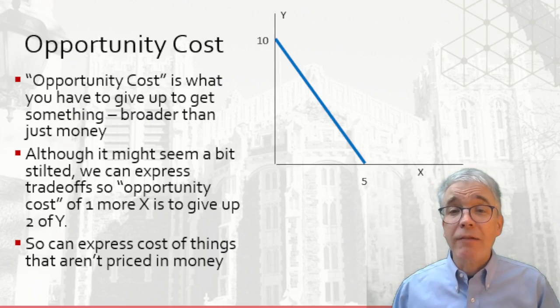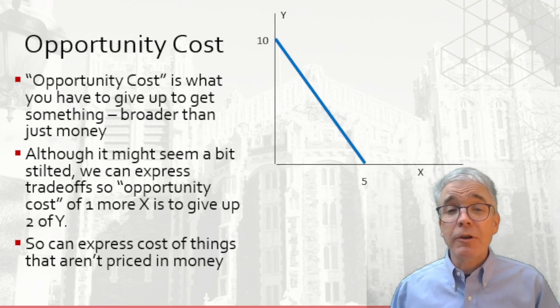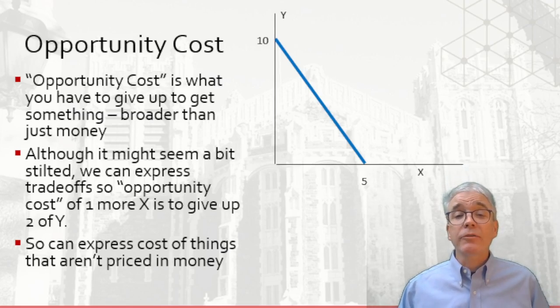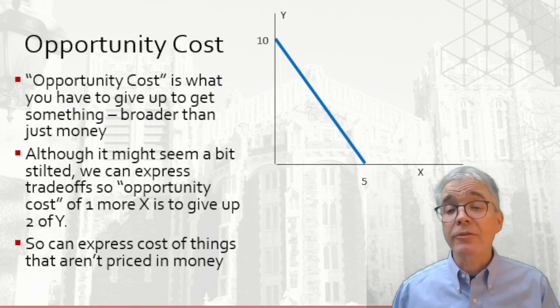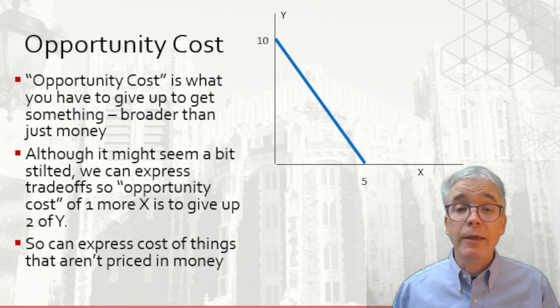Anyway, back to the graph. We can say the opportunity cost of getting more X is giving up some amount of Y. Staying on the budget line, if I had previously purchased 3X and want to go to 4X, what's the opportunity cost? What do I have to give up? In this case, the opportunity cost of 1 more X is that I have to give up 2Y.